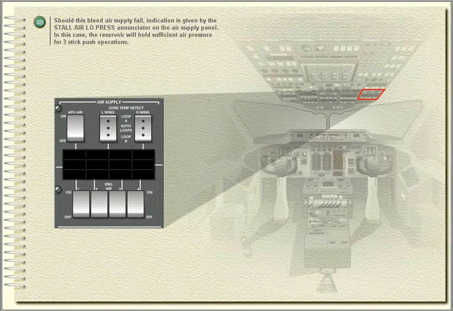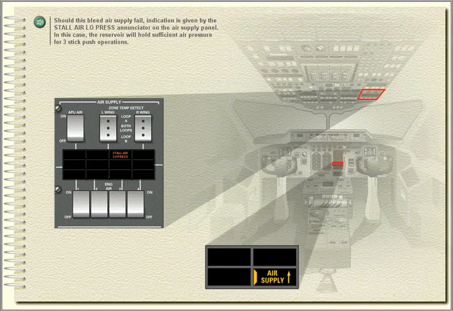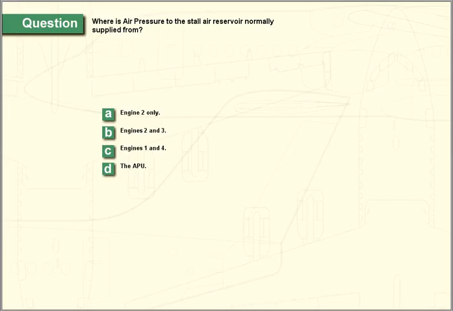Air pressure to the ram is supplied from a stall air reservoir, which is continuously charged by bleed air fed directly from engines 2 and 3. Should this bleed air supply fail, indication is given by the stall air low pressure annunciator on the air supply panel. In this case, the reservoir will hold sufficient air pressure for 3 stick push operations.